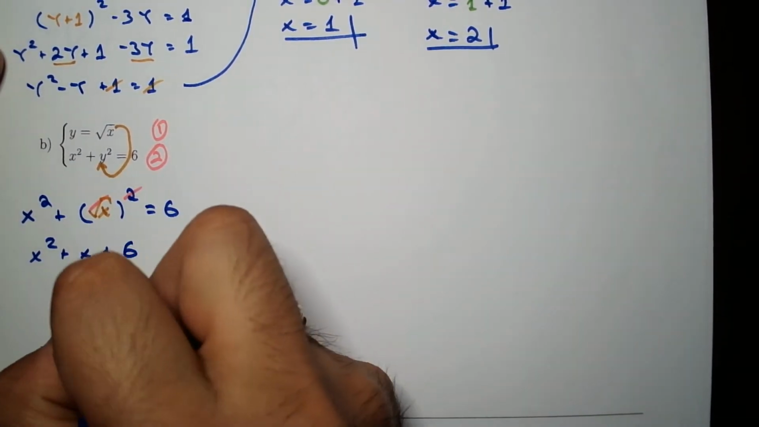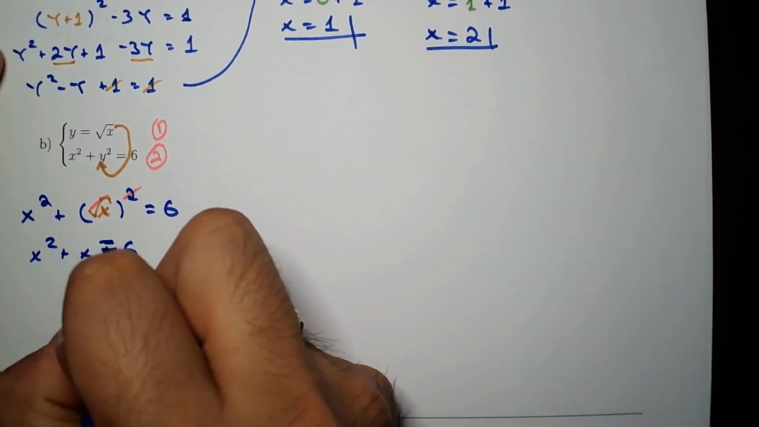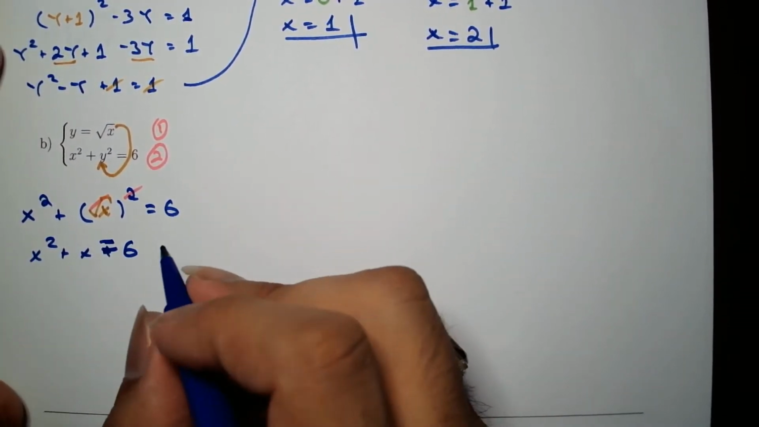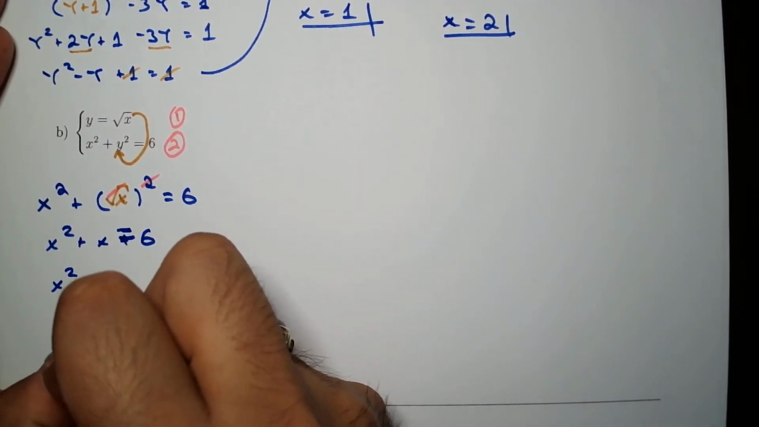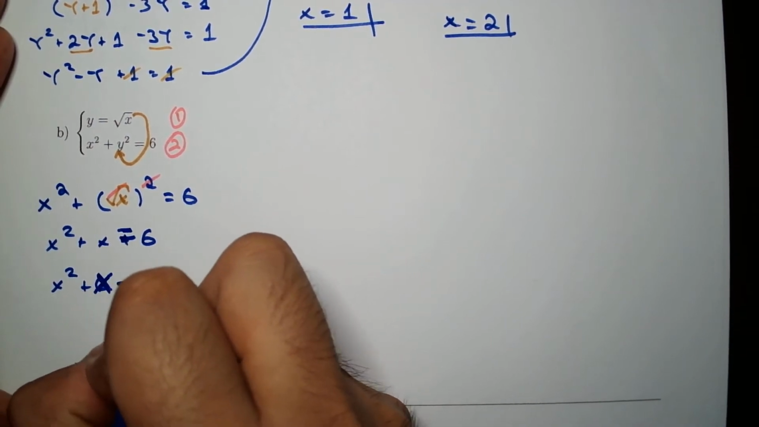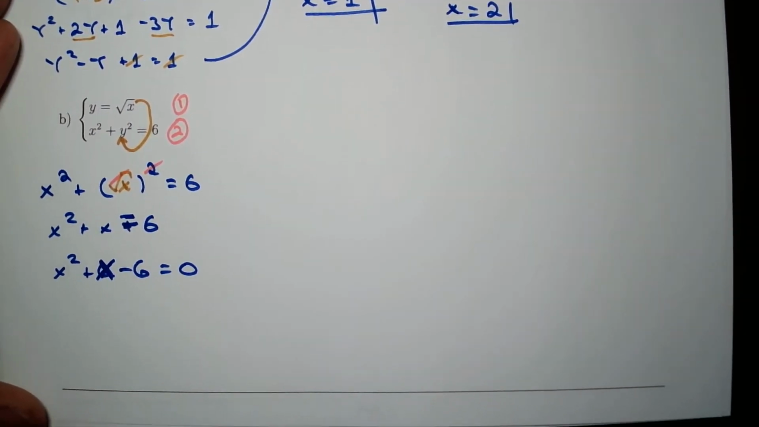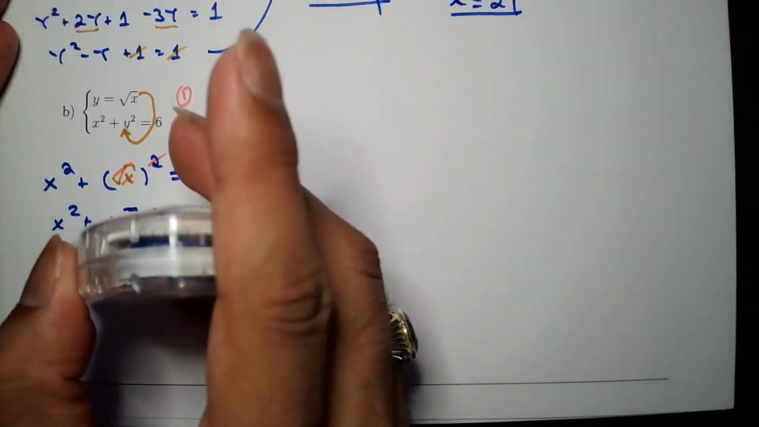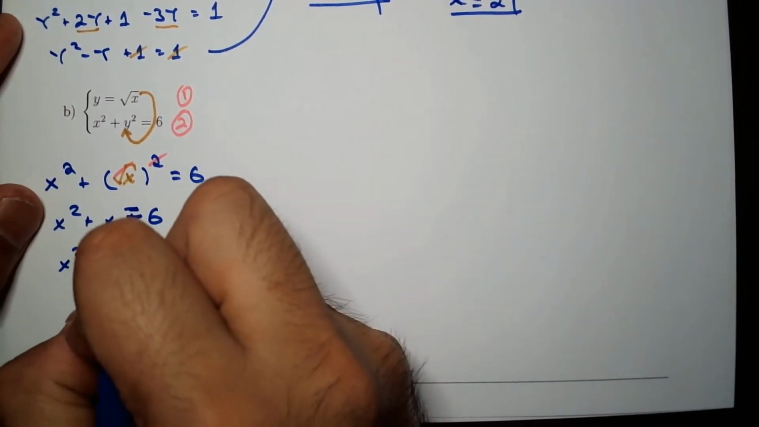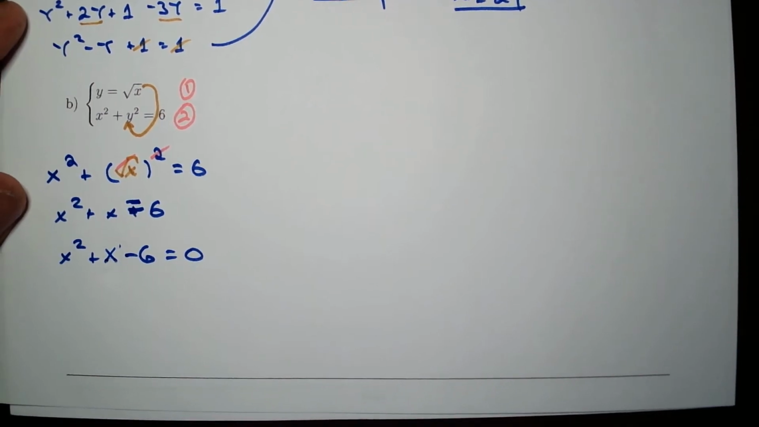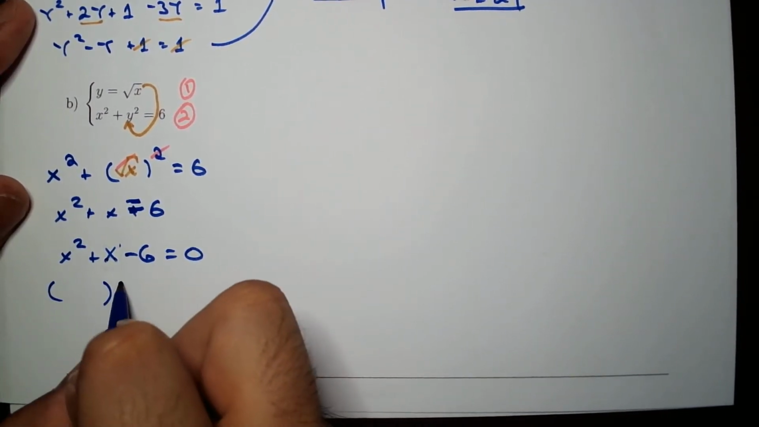Alright, and then it actually equals 6, not plus 6. And then all we do is move the 6 to the left hand side. X squared plus x minus 6 equals 0. So we're gonna factor this trinomial.